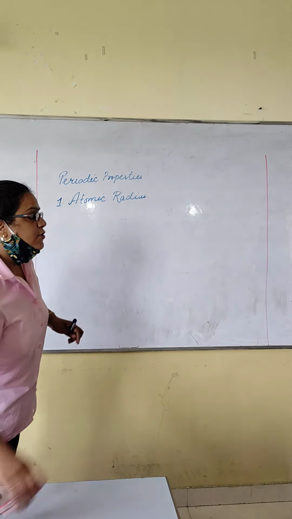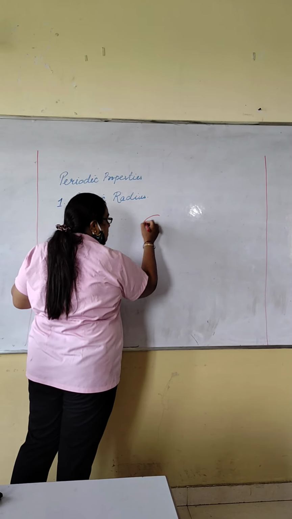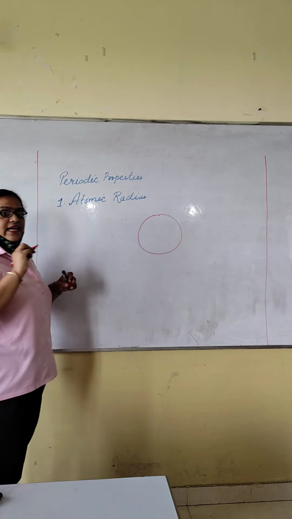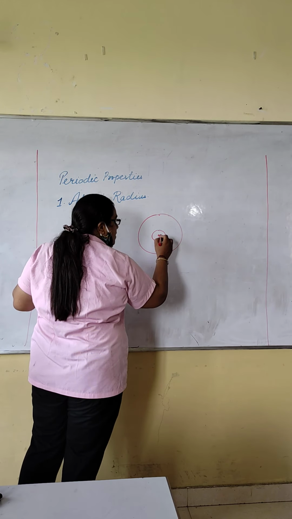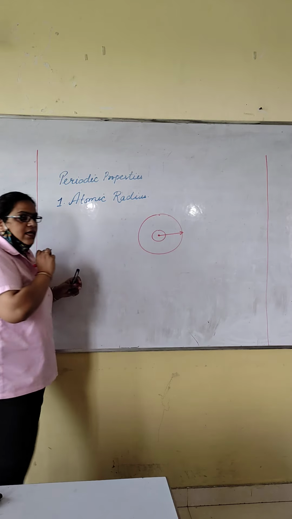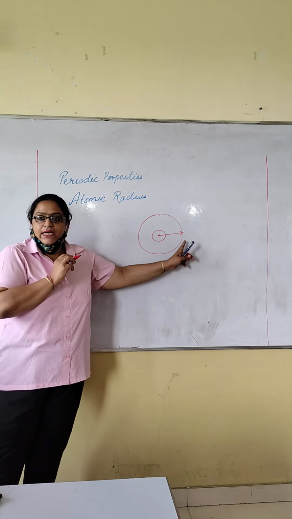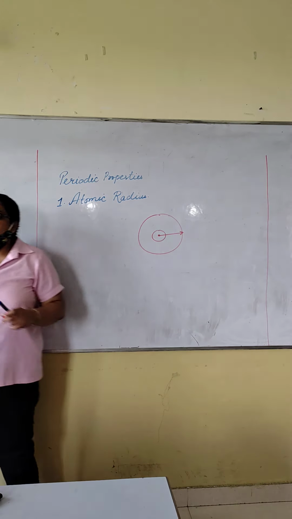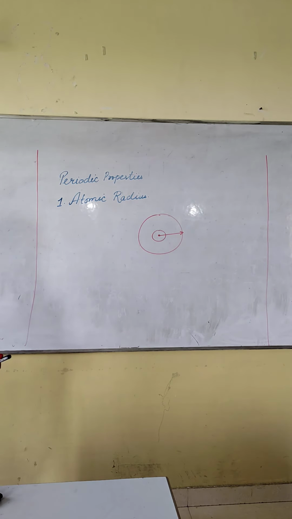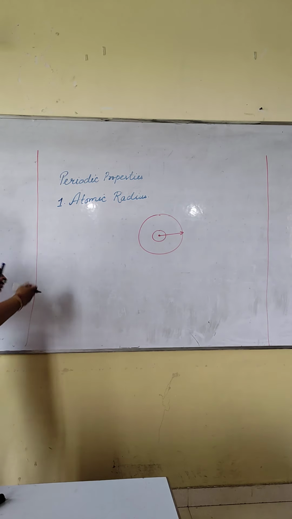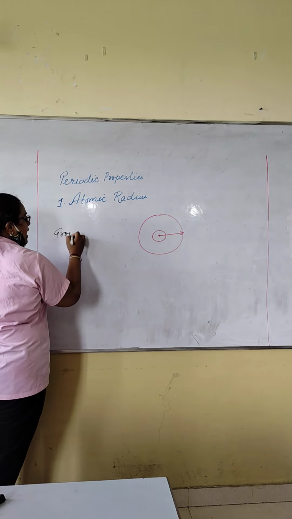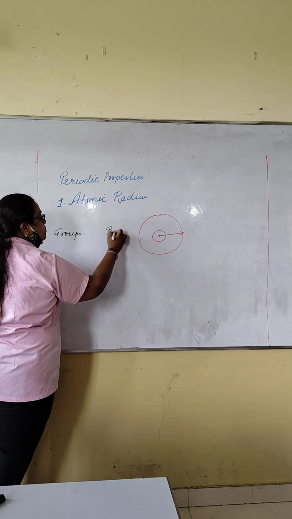Atomic radius means, suppose this is your atom. The atom is spherical in nature and this is your nucleus. From the center of this nucleus to the outermost shell, this distance is your atomic radius. You are all aware of the topics covalent radius, van der Waals radius and metallic radius. Now we will discuss the different trends of atomic radii along the groups and along the periods.